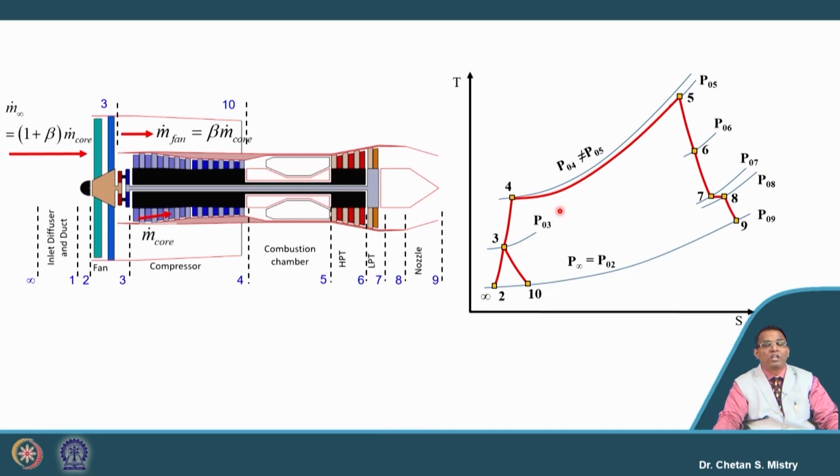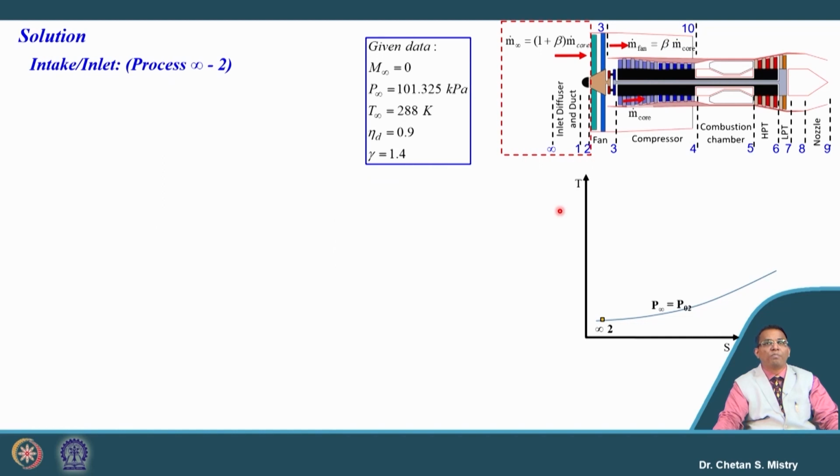So, it will not give you any chances for making a mistake in calculating the parameter at a particular station. Okay. So, make a habit of plotting this very first. So, let us look at the very first component.